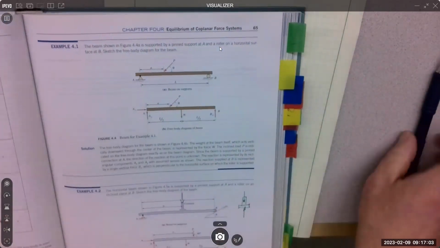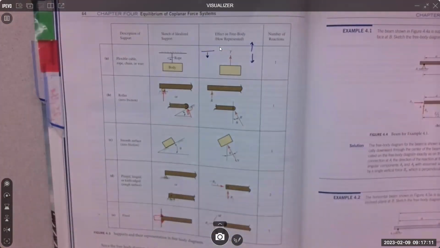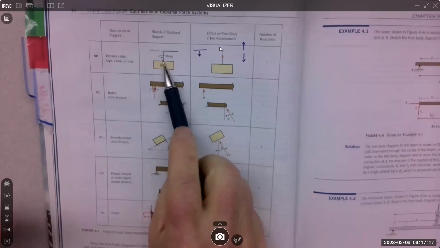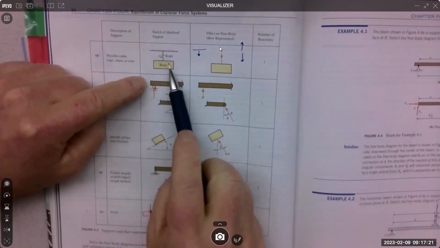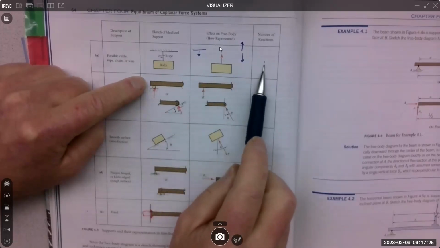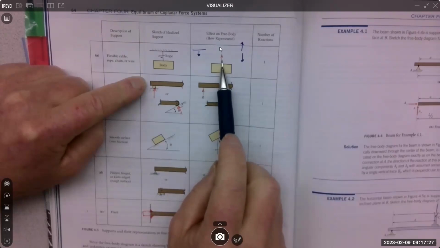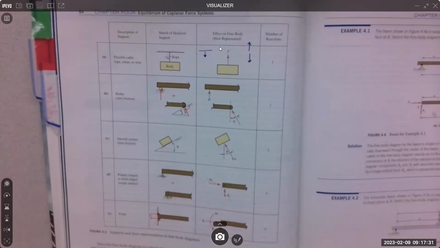All right, so to get these free body diagrams, we need to know reactions and what they do. On page 64 are all of the common reactions, okay? We just did a rope. So when we draw the free body diagram for this kind of system, we pull the rope out, we put the vector in, it is one reaction. These vectors that we put in, we call them reactions, okay?